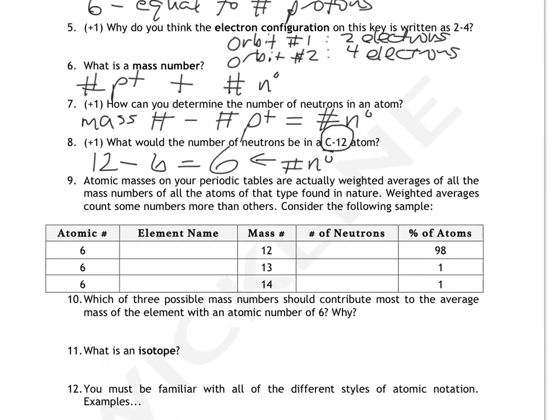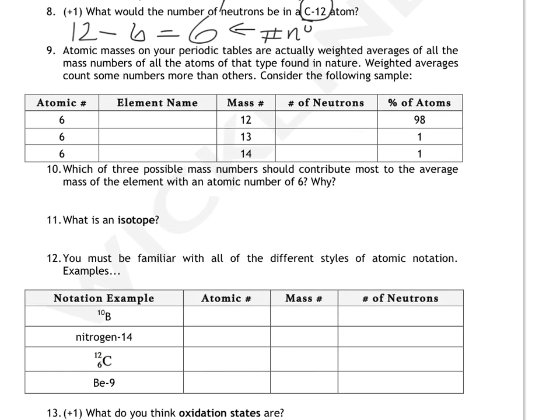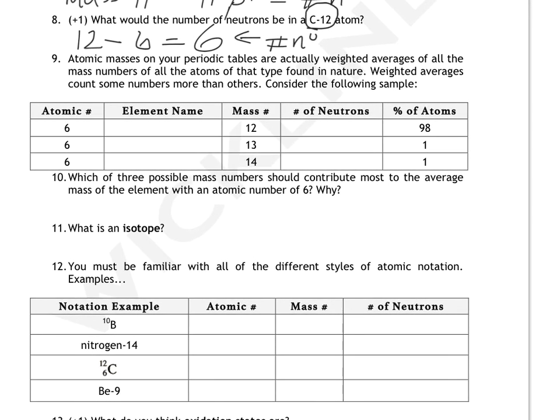All right, so going further, atomic masses on your periodic tables are actually weighted averages of all the mass numbers of all the atoms of that type found in nature. This particular definition should be in your Cornell notes that just says atomic mass is a weighted average of all the mass numbers of all the atoms found in nature of that element. So weighted averages count some numbers more than others.